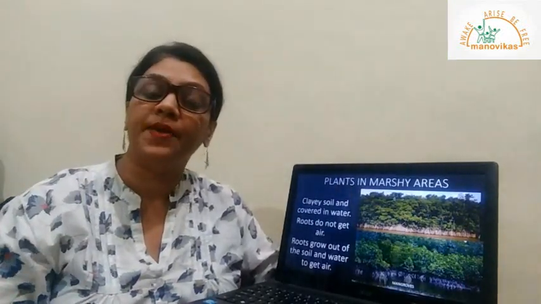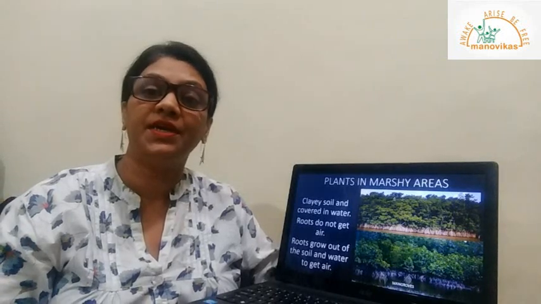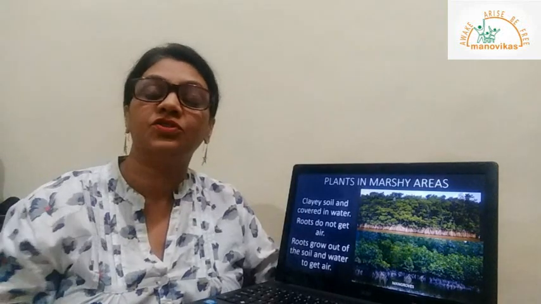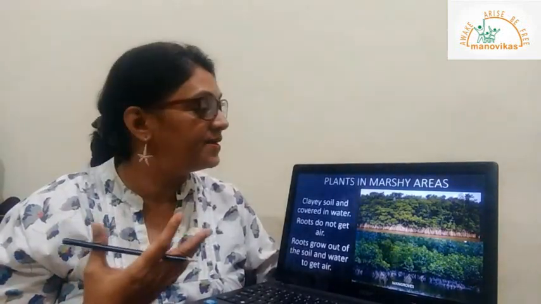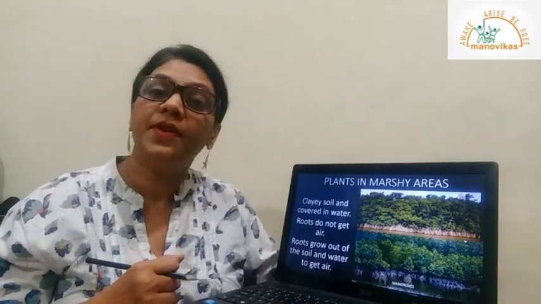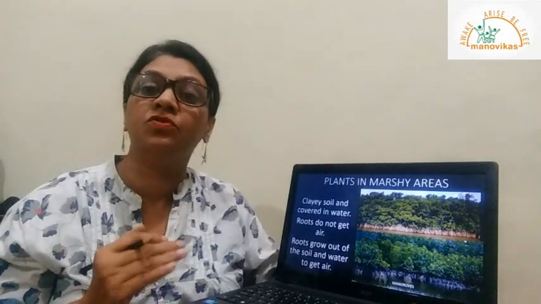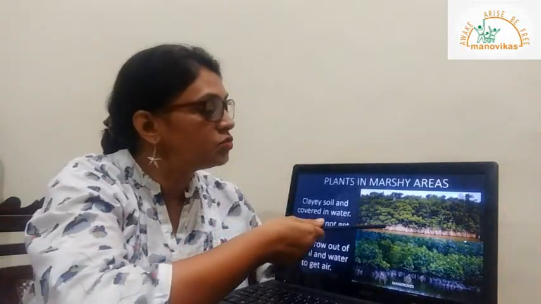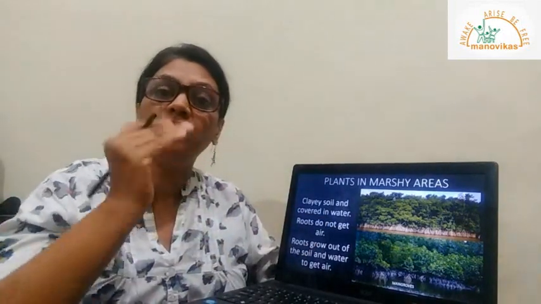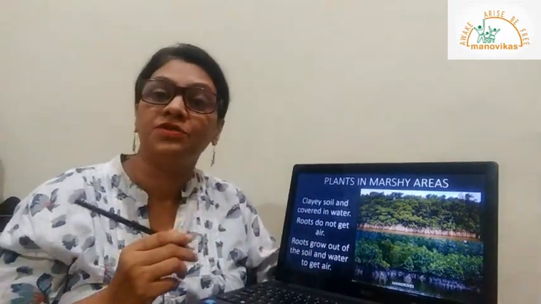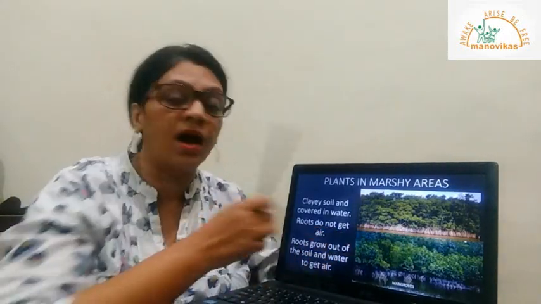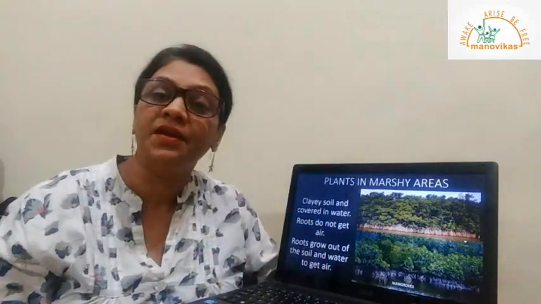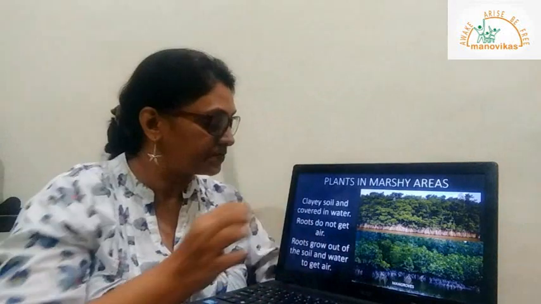Next, we come to plants that grow in marshy areas. Now, marshy areas have a clayey soil that is like clay and it is covered in water. So the plants that grow in marshy areas, the roots of these plants are not able to get air. So these roots come out of the clay, come out of the water in order to take in air. So these roots are called breathing roots, and the plants that grow in marshy areas are called mangroves.